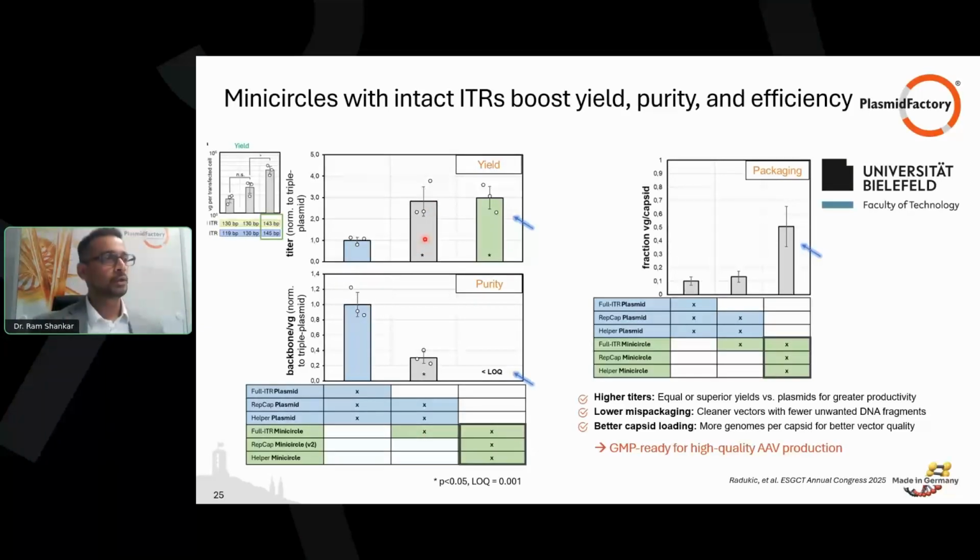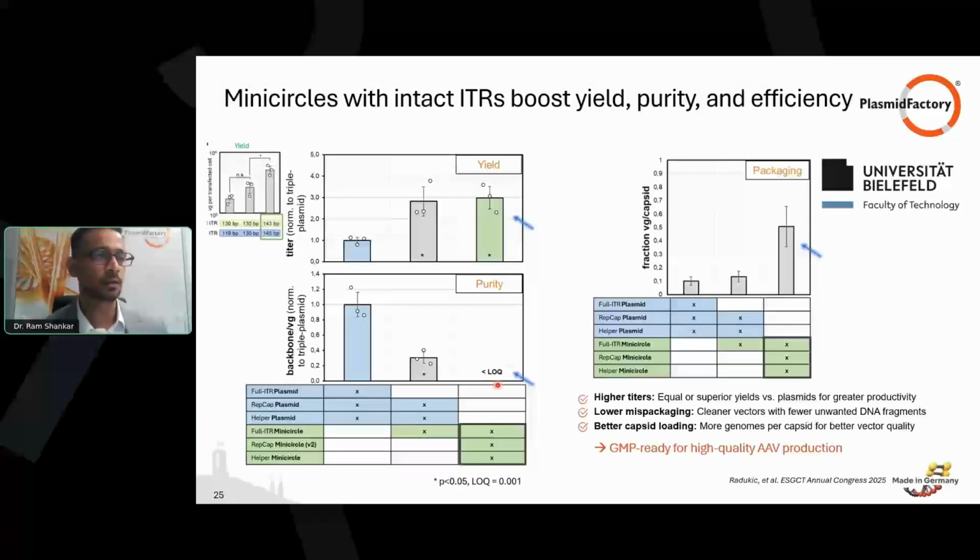Okay. When you look at the parameter of purity, you see, of course, as I would expect, there is a significant reduction in the detection of falsely packaged backbone sequences. And then when all 3 constructs were converted into their minicircle counterparts, as we expected, this detection went below the level of quantification. So this represents absolutely pure vector genome particles that you would not otherwise be able to get.